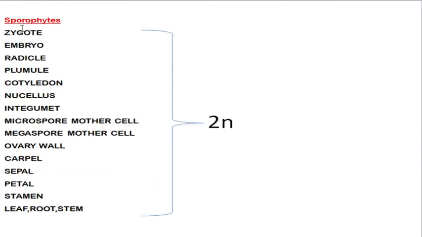First, plant generation is classified into two types, sporophytic generation and gametophytic generation. Sporophytes remain in the diploid condition. This includes zygote, embryo, radicle, plumule, cotyledon, nucellus, integument, microspore mother cell, megaspore mother cell, ovary wall, carpel, sepal, petal, stamen, leaf, root, stem. All have a diploid number of chromosomes.